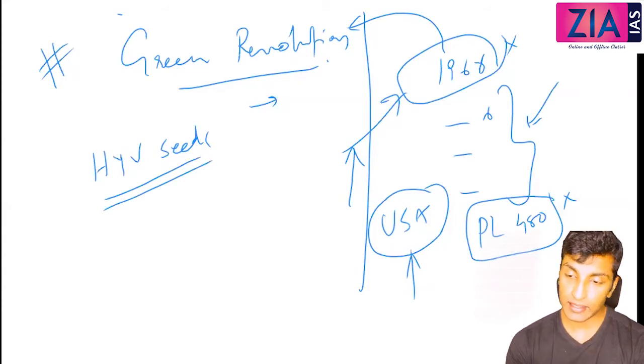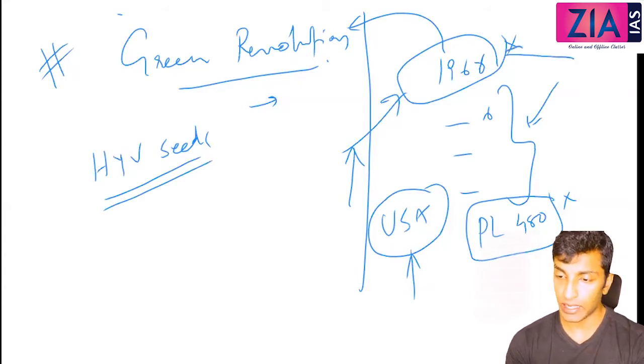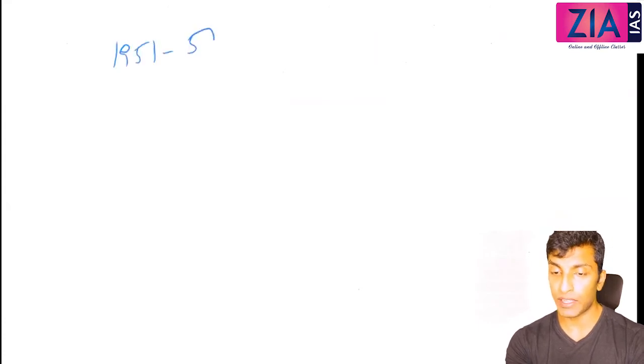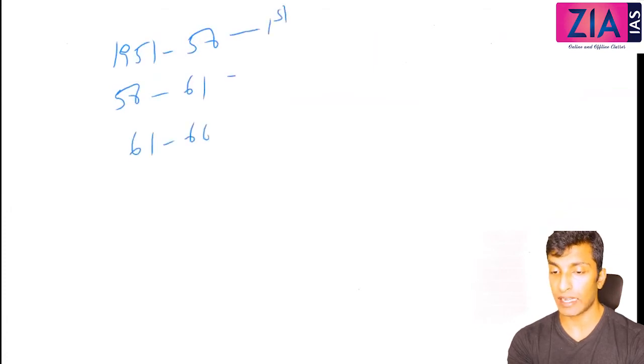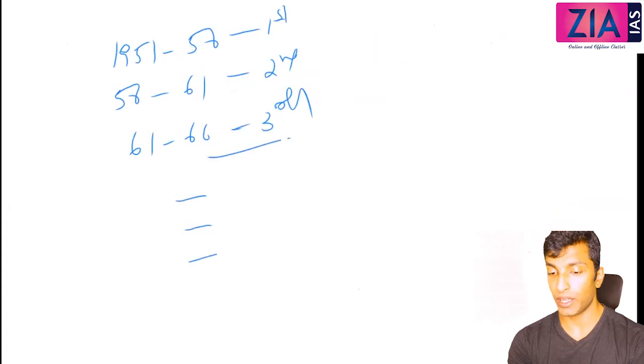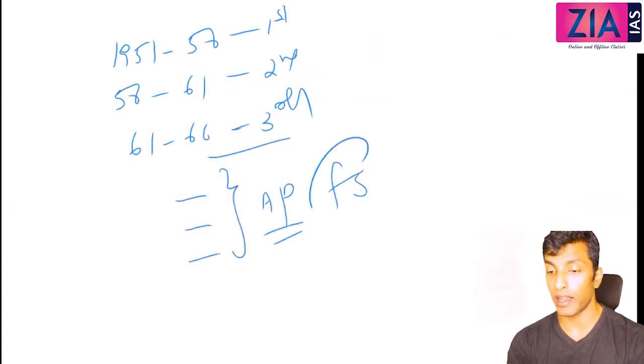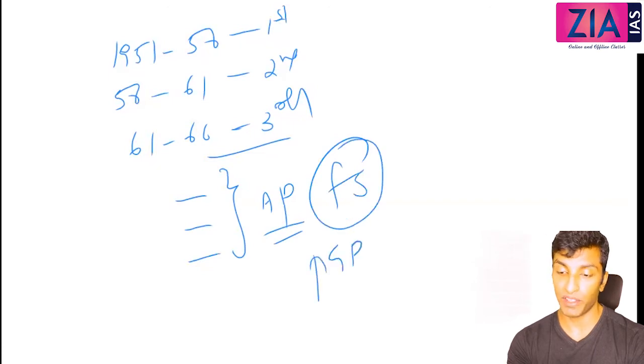So 1966, what you need to connect here is that the 5-year plan ended, and then we didn't go for the 5-year plan. In fact, we went for annual plans. So 1951 to 56, 56 to 61, 61 to 66. This is the first plan, this is the second plan, and then the third plan. After the third plan, there were 3 plan holidays. Here we went for annual plans. We were focusing on food security, and we went for green revolution, which is based on high yielding variety seeds.